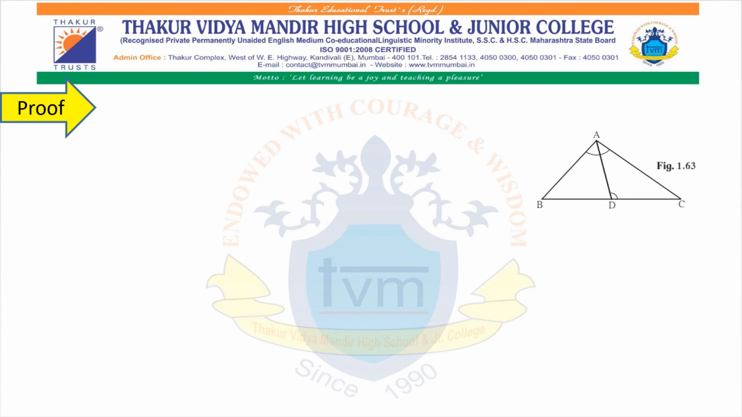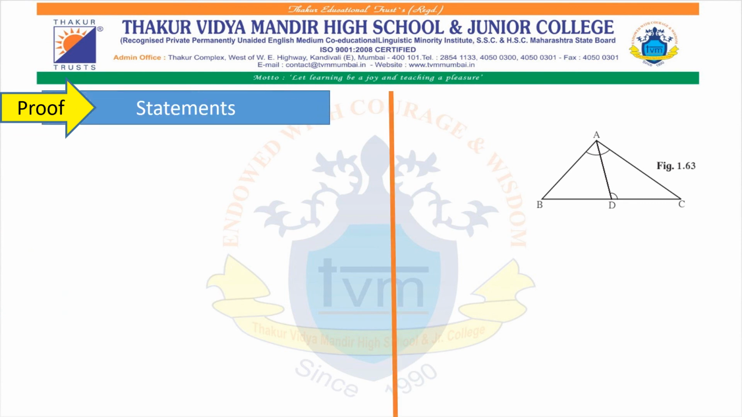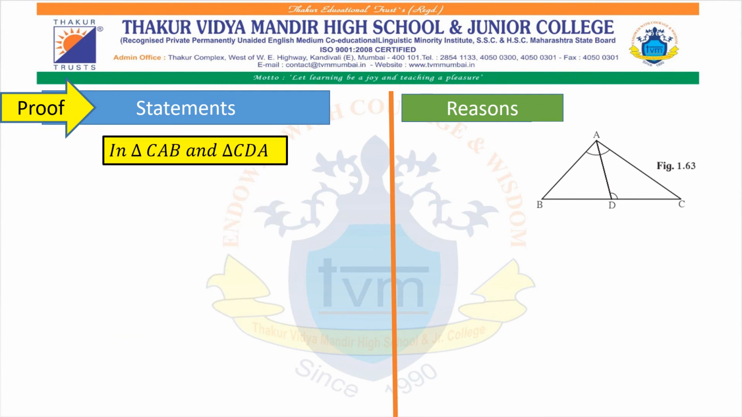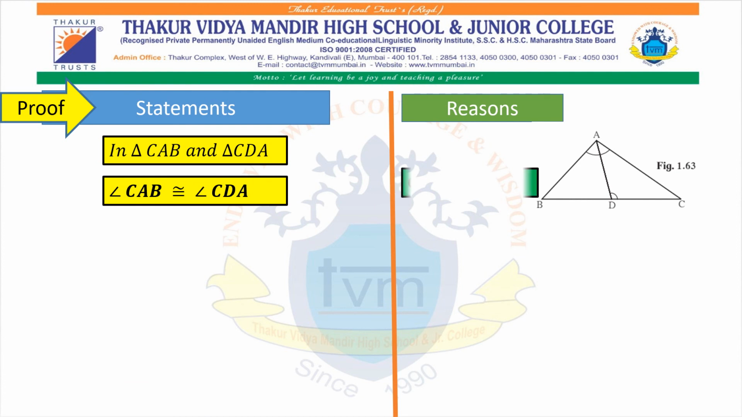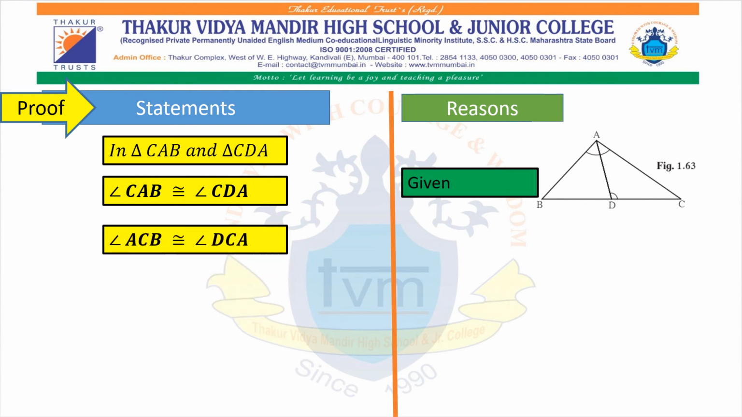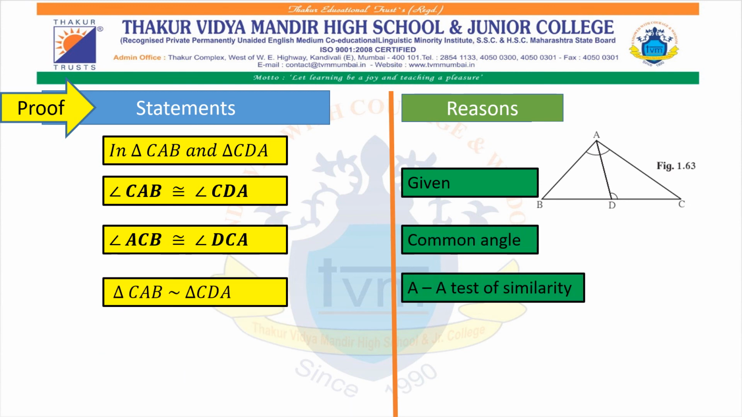Let us divide it into two parts. We have two triangles, triangle CAB and triangle CDA. We already know these two angles are congruent because it is given. And we have angle ACB congruent to angle DCA. Again, this is the common angle for both triangles. Therefore, triangles are similar by AA test of similarity.